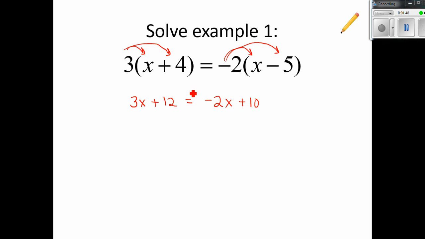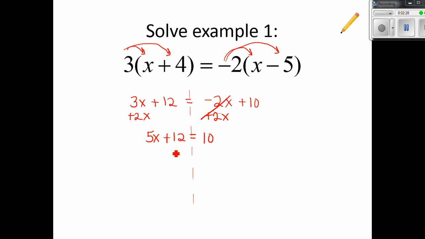Now remember, we have an equal sign here, and if we are going to cross that equal sign, we have to make sure we use inverse operations. So I'm going to go ahead and move this negative 2x to the other side, but I'm going to cross that equal sign. I have to do the inverse of subtracting 2x, which is adding 2x. I got a little ahead of myself there for a second. 3x plus 2x is 5x. Bring the 12 down, bring the 10 down because those two cancel. Now I have 5x plus 12 equals 10.